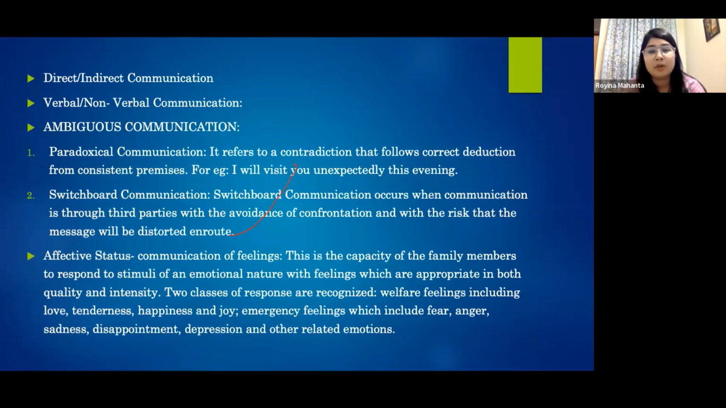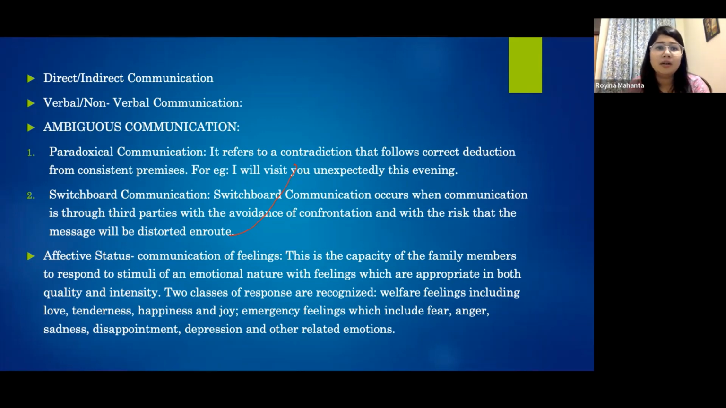This is an example of switchboard communication, when the communication is happening through a third person, or when a couple is fighting, they're communicating through the child. Whenever the wife needs to say something to the husband, she asks the child, tell your father, I'll not be eating at home today. Or the father says, tell your mother, I'll not be coming home today. So this is an example of switchboard communication.